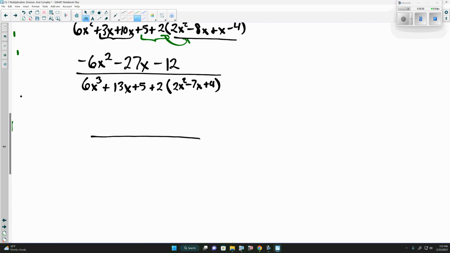Is the numerator already as simplified as it gets? Yes. So let's go on and start factoring it as we're finishing up with the denominator. Is there a greatest common factor between negative 6x squared, negative 27x, and negative 12? And I'd pull the negative out. Whenever x squared is negative, I try to take that negative out to make it positive. If we factor negative 3 out of negative 6, we get 2x squared. If we factor negative 3 out of negative 27, we get plus 9x. And if we factor a negative 3 out of negative 12, we get plus 4.